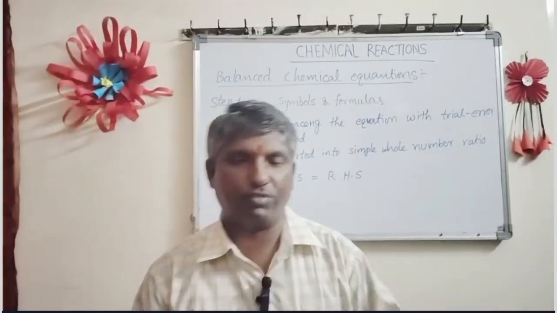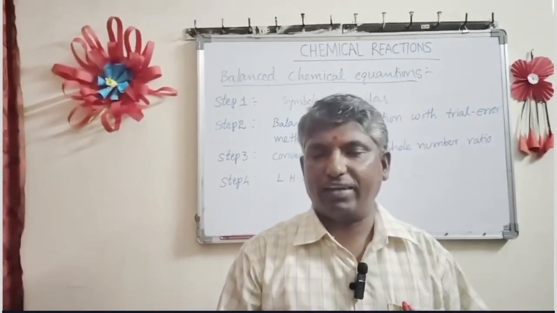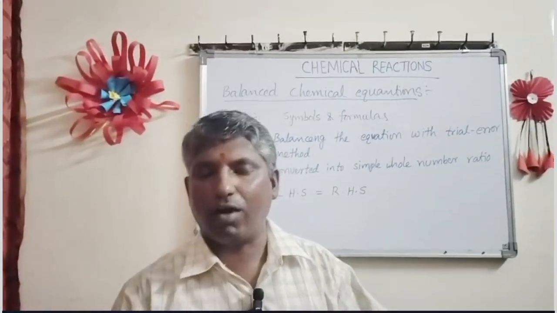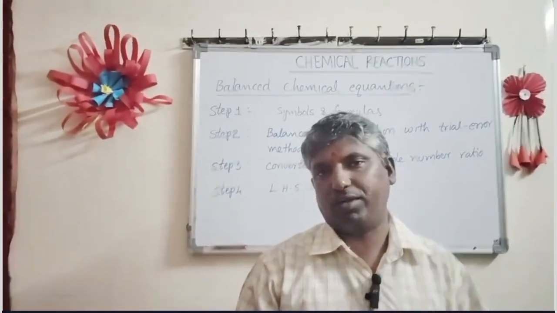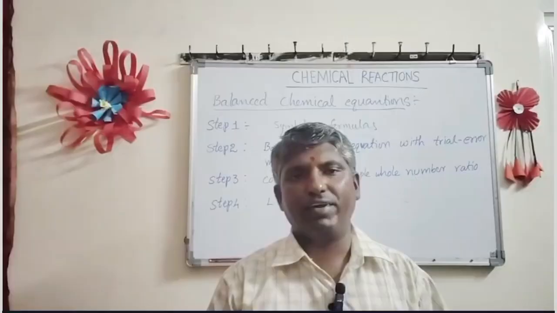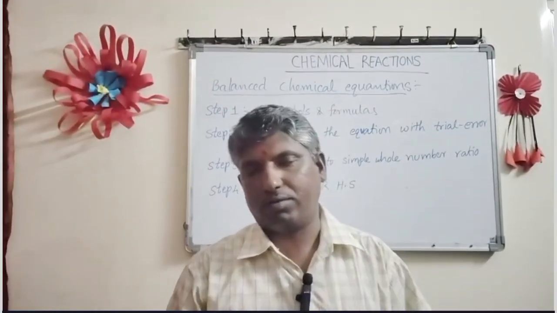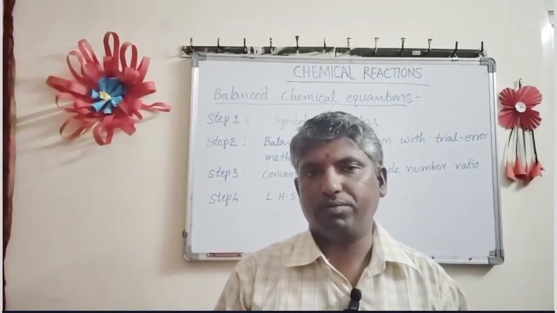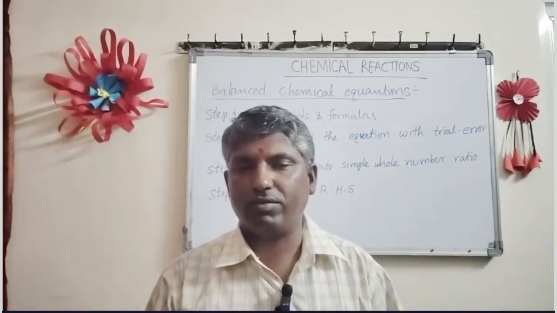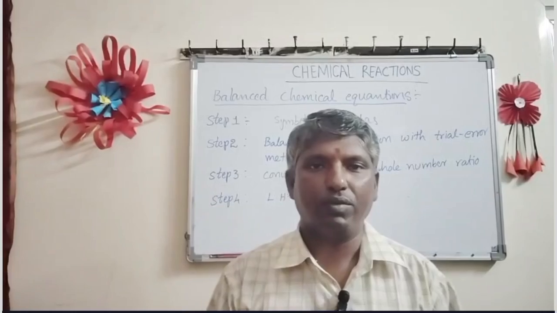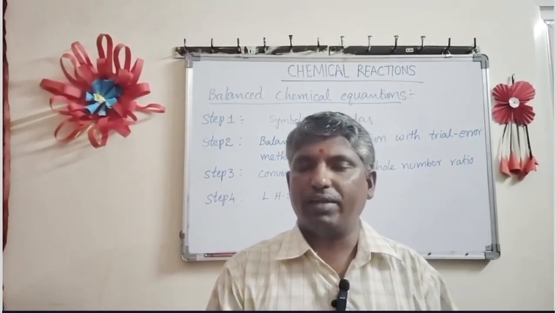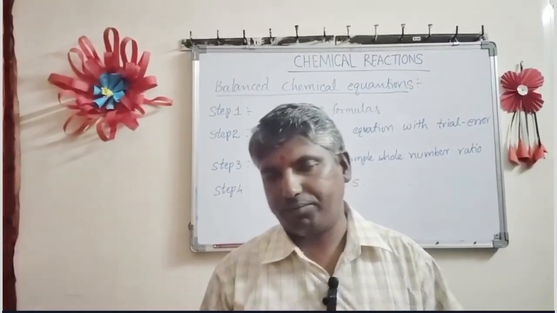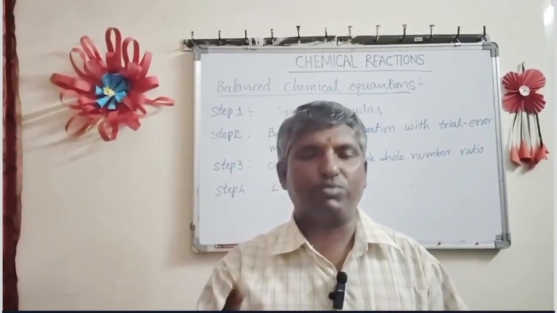Balanced chemical equations. If any chemical reaction is expressed using its symbols and formulas, it is called a chemical equation. If a written chemical equation is balanced or not, how can we identify it? We can use some simple tricks or steps to identify a balanced chemical equation. Generally, a balanced chemical equation is written using the trial and error method. There are some steps.